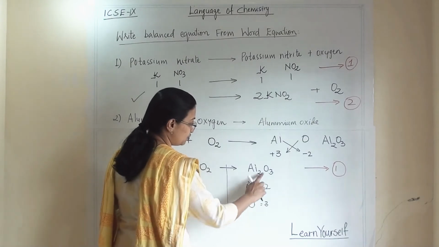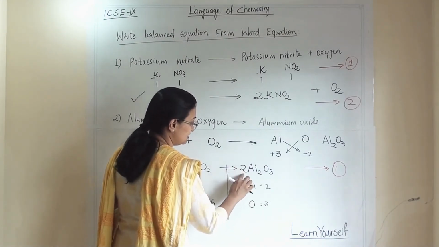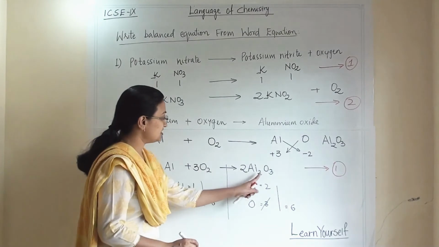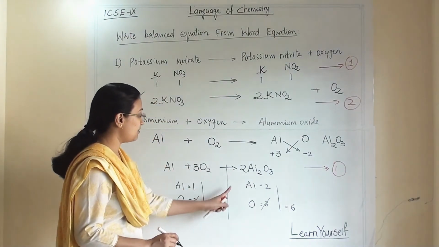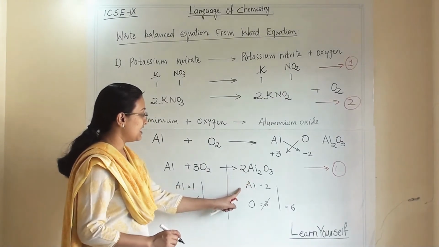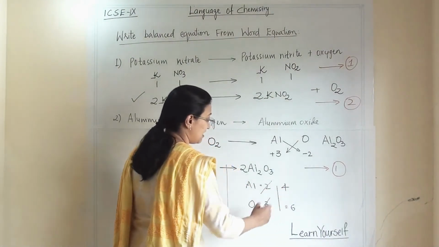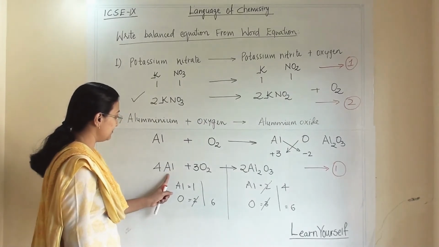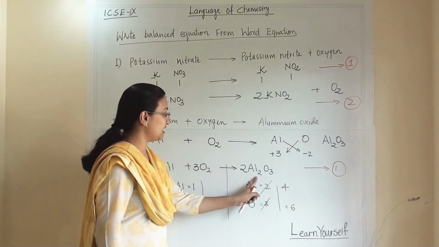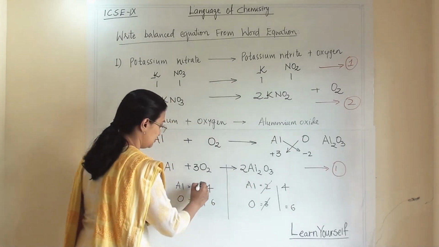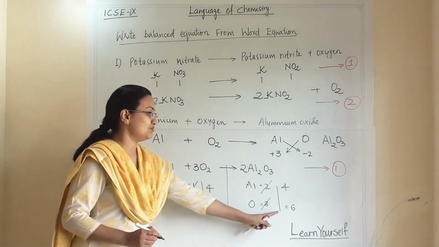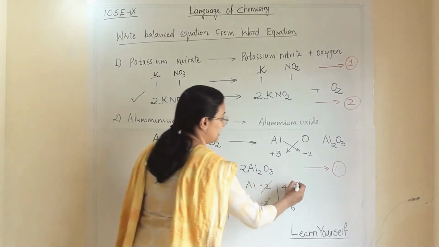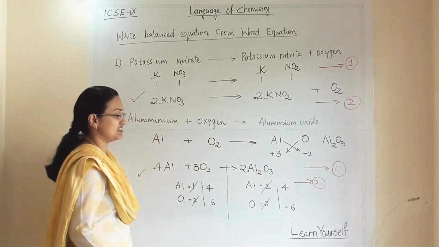Now here if I want to make it 6, then I have to add here 2. So now our new atoms are 6. So oxygen is 6, here also oxygen is 6. Now I have to balance Al. Al towards the product side are 4 now. So here I am going to add 4Al, 3O2, 2Al2O3. So now it is 4. So both atoms are balanced, equal. So this equation is balanced and this is our second step.